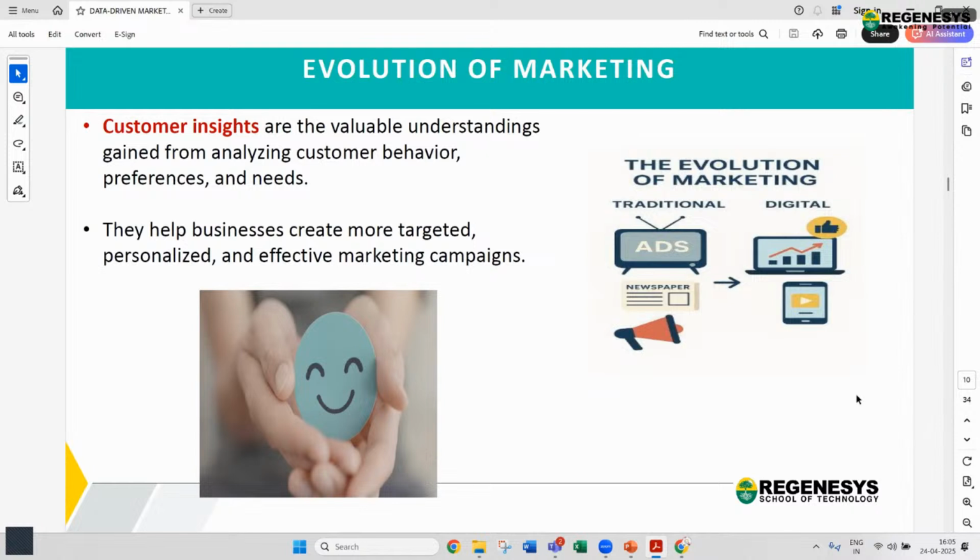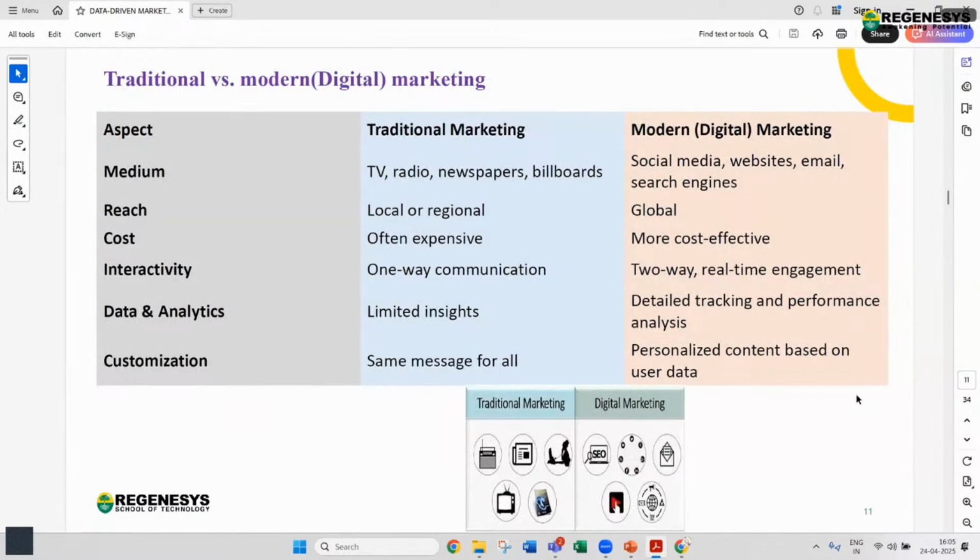So, evolution of marketing, first traditional. Let us see a few points. What was traditional and what is digital? The earlier media for traditional marketing were TV, radio, newspaper, billboards, and so on. But now you can see digital marketing: social media, websites, emails, search engines. There are so many. Earlier we could only reach locally, but now globally through digital marketing, we can collect data from around the world. And the cost was expensive in traditional, but now in modern digital marketing, it is cost effective. So these are a few points which are added here.